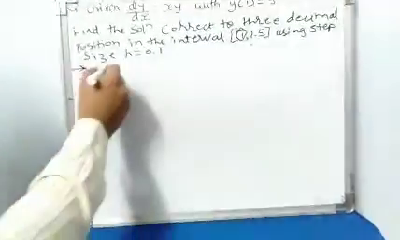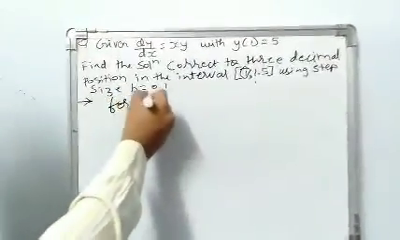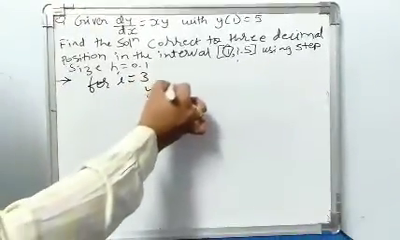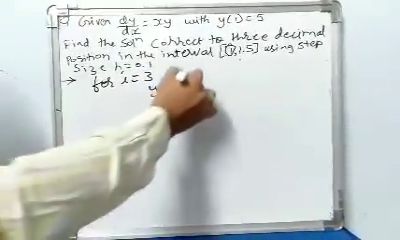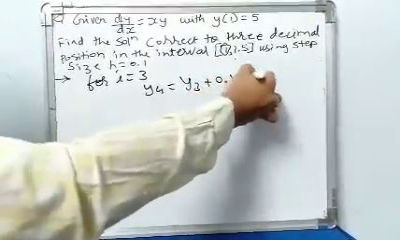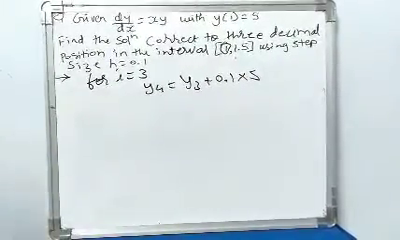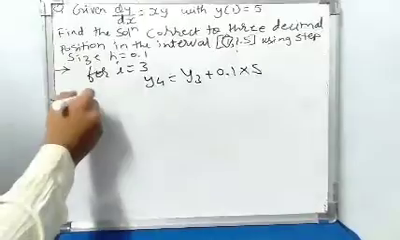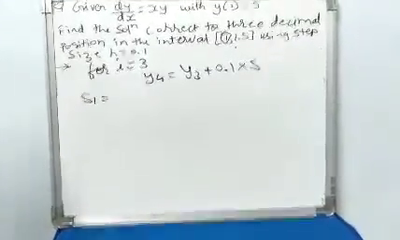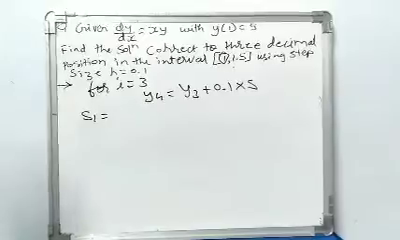Okay, now for the third iteration, for i is equal to 3. So y4 is equal to y3 plus 0.1 into s. We need to follow the same steps. First we need to calculate s1. We know s is equal to (s1 plus s2) by 2.